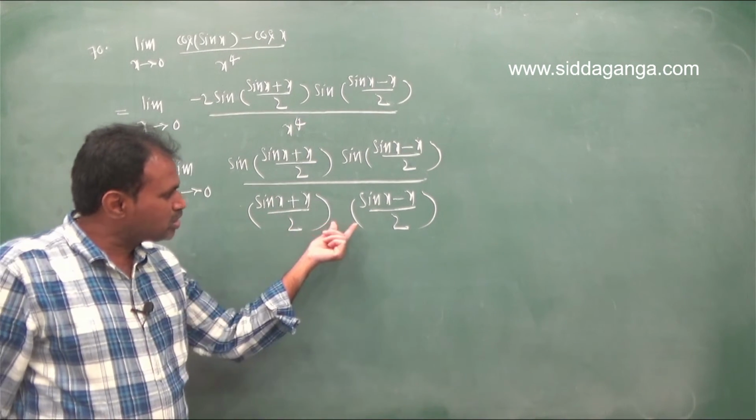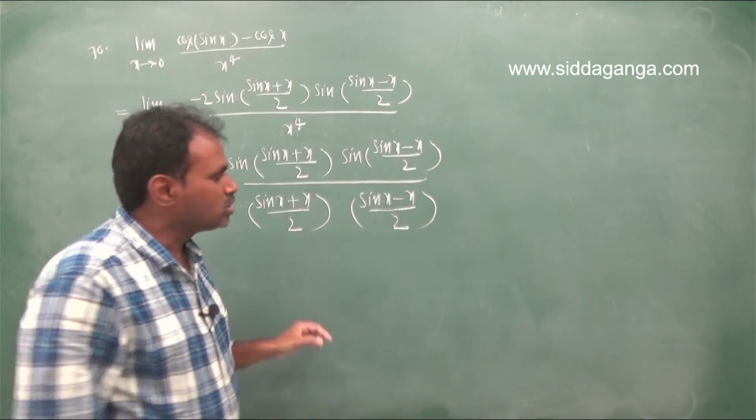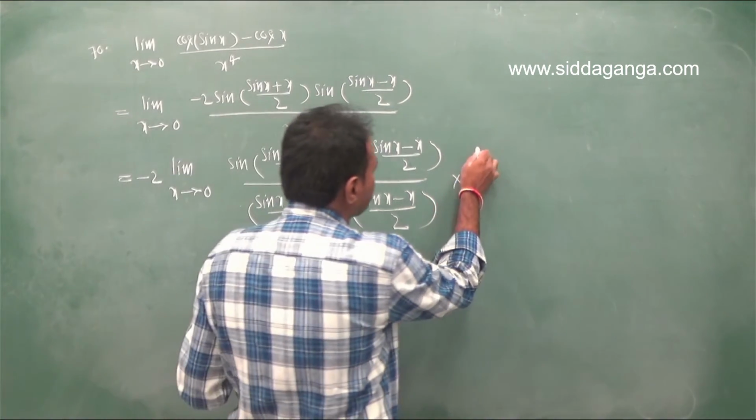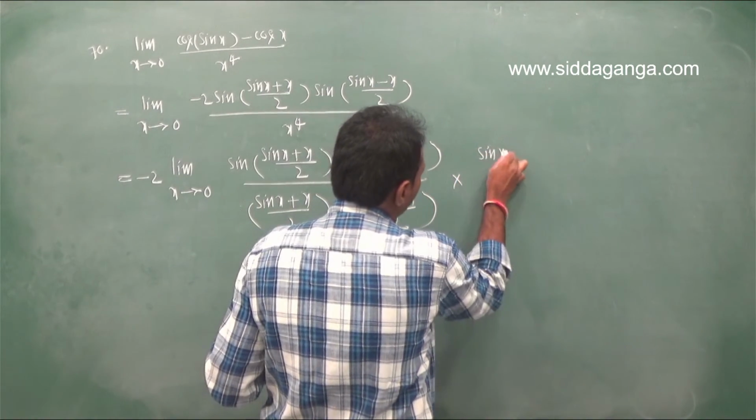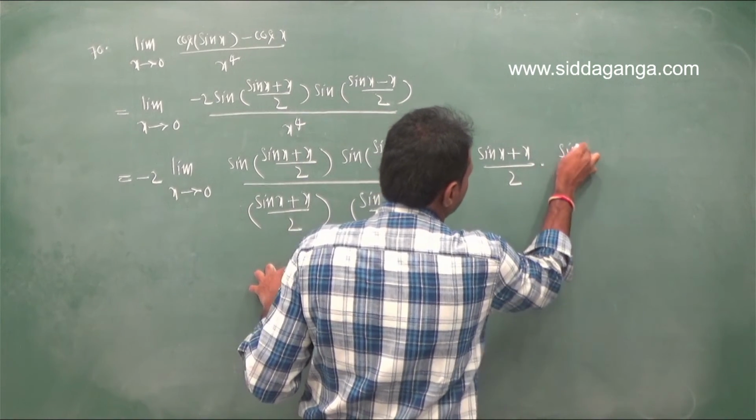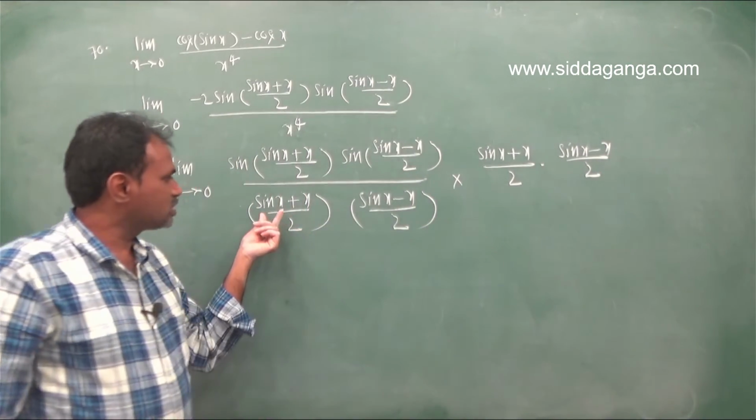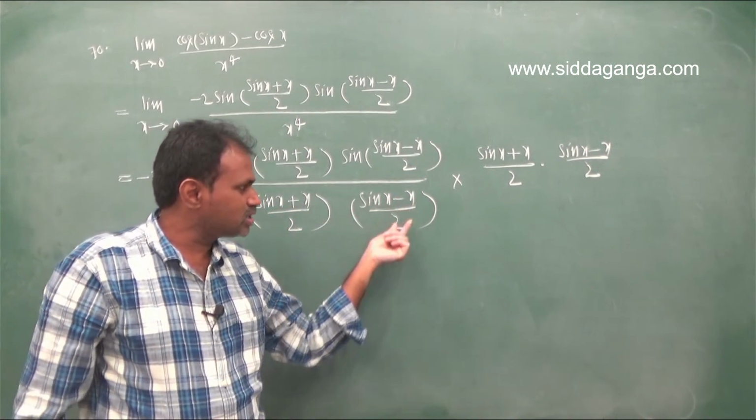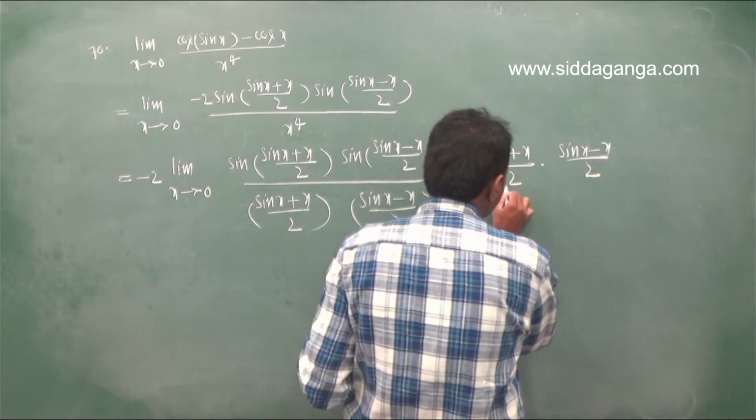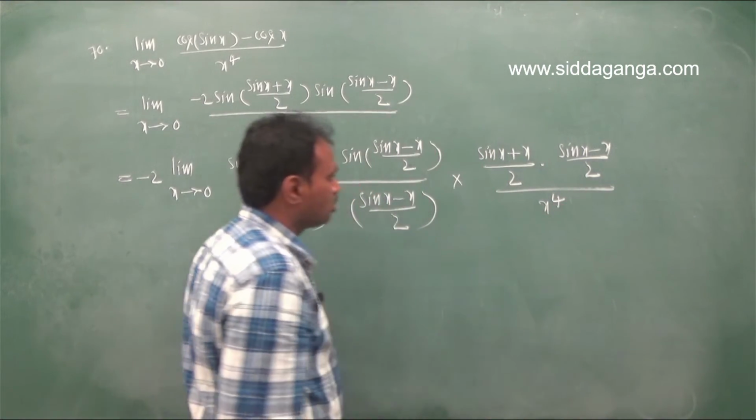But here we divided by sin x plus x by 2 into sin x minus x by 2. Therefore you have to multiply also. Therefore these two multiply, that is sin x plus x by 2 into sin x minus x by 2. Sin x you divided with sin x plus x by 2 into sin x minus x by 2. Therefore you multiply, and divided by x power 4, write x power 4.